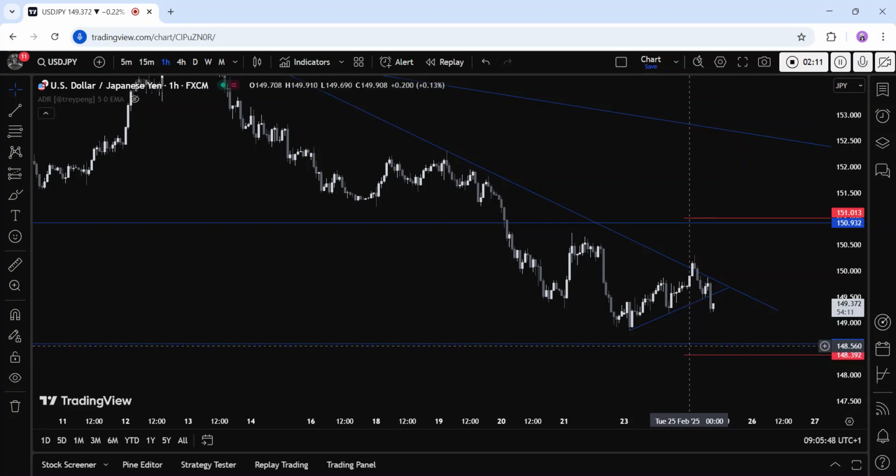For the upcoming catalysts, today we have the US Consumer Confidence Report. On Thursday, we get the latest US jobless claims figures, while on Friday, we conclude the week with the Tokyo CPI and the US PCE data.